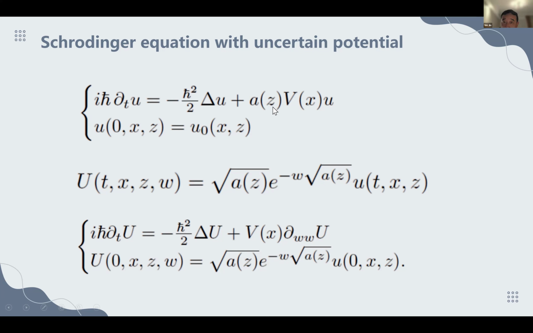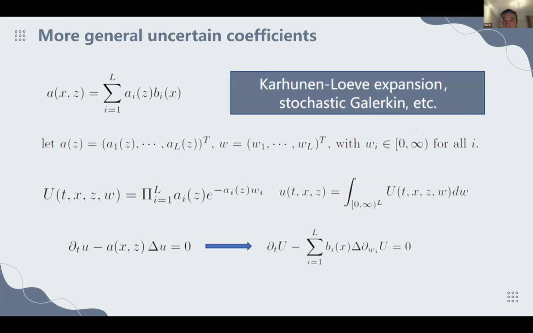So you can assume the potential depends on some uncertainty variable A of Z. You do this square root transformation, then this A of Z disappears. You only have this V of X, right? Of course, you say, well, this is very special. I mean, this potential is a function of Z times a function of X. That's very special. Now let's do a not very special one, all right?